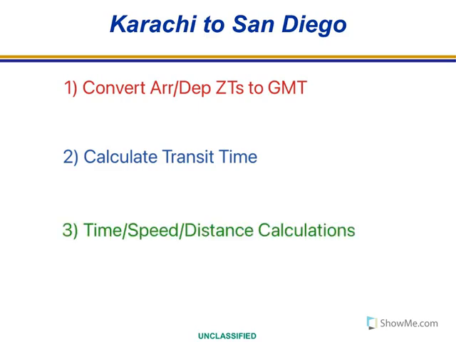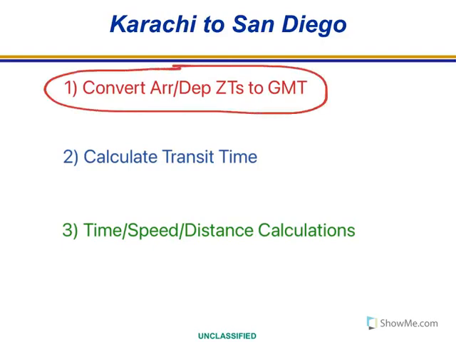Our third and final step is to do our time, speed, distance calculations. Since we have the transit time from step 2, that is our time, we are looking for speed, and for distance, we need to go into the pubs and find the distance between Karachi and San Diego. In our next video, we're going to take our arrival and departure zone times, go into the pubs, find out what zone description those ports are keeping, and then convert those into GMT.